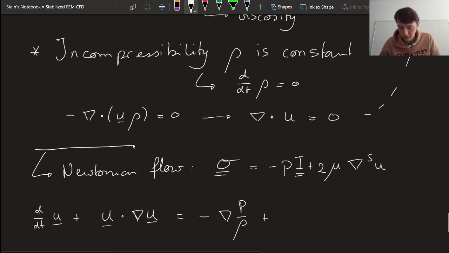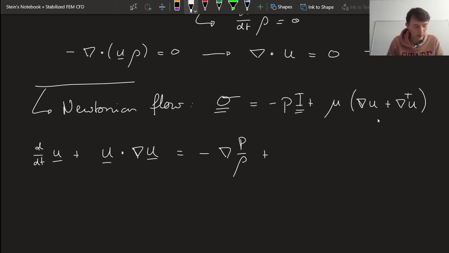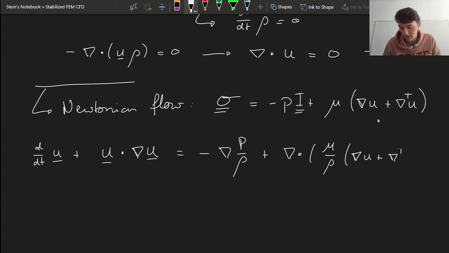I probably should not have written this. This is probably confusing. Let me rewrite this. So that's simply gradient of u plus transposition. There we go. So then I have here the divergence of, plus F divided by rho.